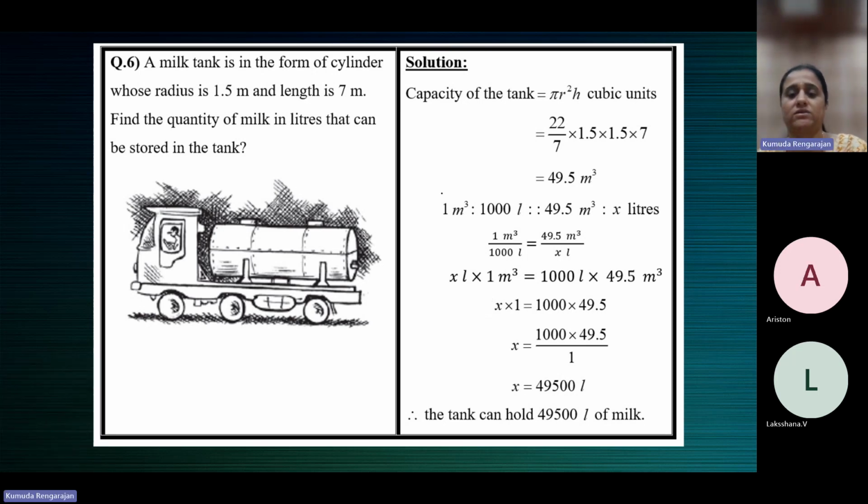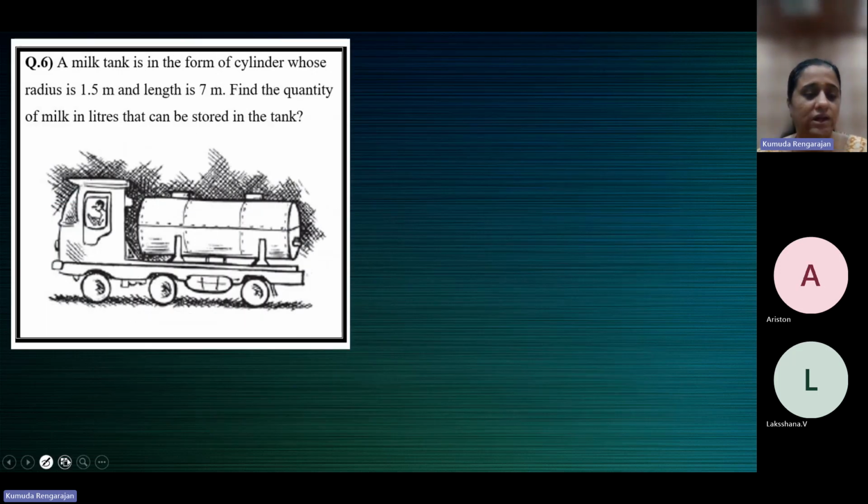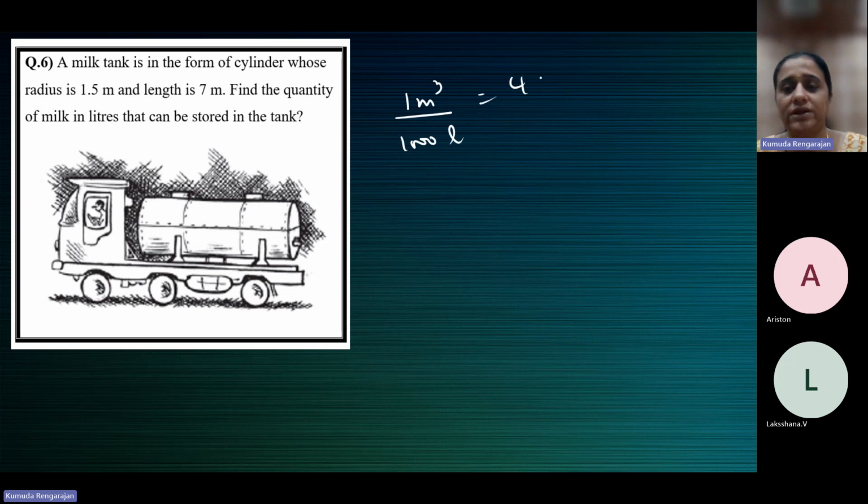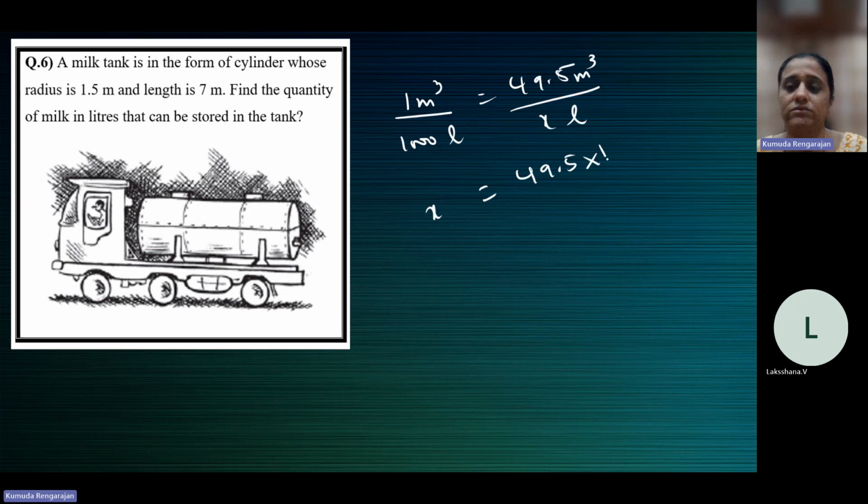See, you can do it very quickly. Just for the sake of clarity, I've given so many steps. You don't have to write so much in detail. We can do it quickly like this. 49.5 meter cubed it is, right? So first you write 1 meter cubed by 1000 liters is equal to 49.5 meter cubed divided by X liters. Next step, cross multiply. X into 1 you can write as X straight away. X is equal to 49.5 into 1000, so X is equal to 49,500 liters. Finished.